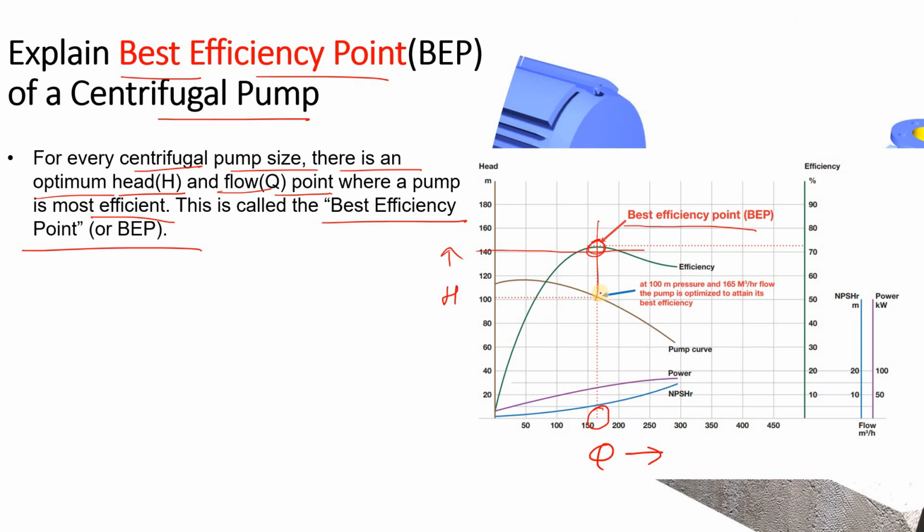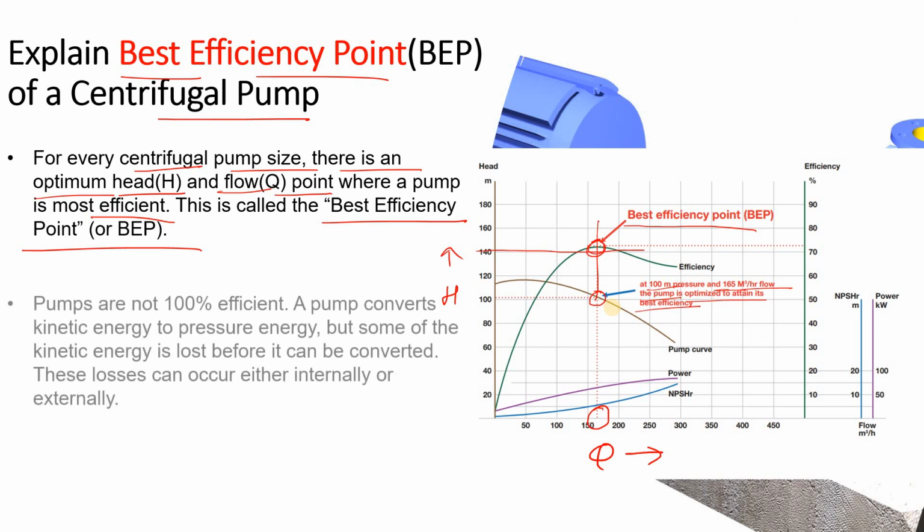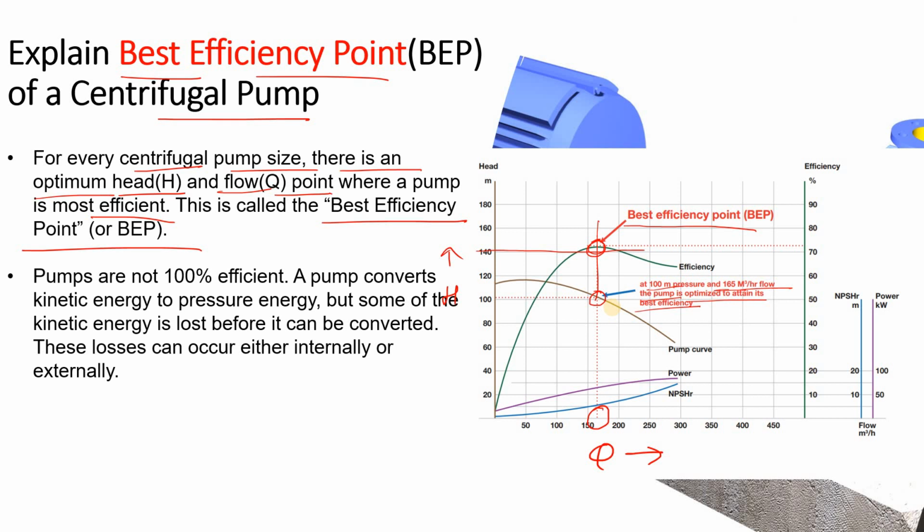Now here you can see at this point, at 100 meters head, and the flow is 165 cubic meters per hour, the pump is optimized to attain its best efficiency. I hope you understood the point I want to say. Okay, fine. Now if I talk about any machine, because a pump is also a mechanical machine or mechanical device, each machine has some efficiency, right? And we cannot achieve 100% efficiency, that we know. Same for the pump case, pumps are not 100% efficient.